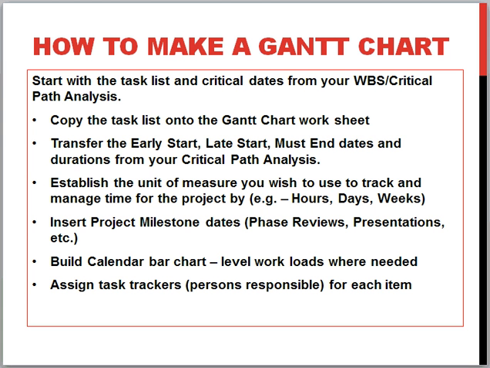Now, milestones are key events that occur over the life of a project that signify a passage from one phase to another or a completion of a major task. So things such as phase reviews, presentations, business reviews, peer reviews, and the like are considered project milestones. So once you have that information in there, then you build your calendar bar chart.